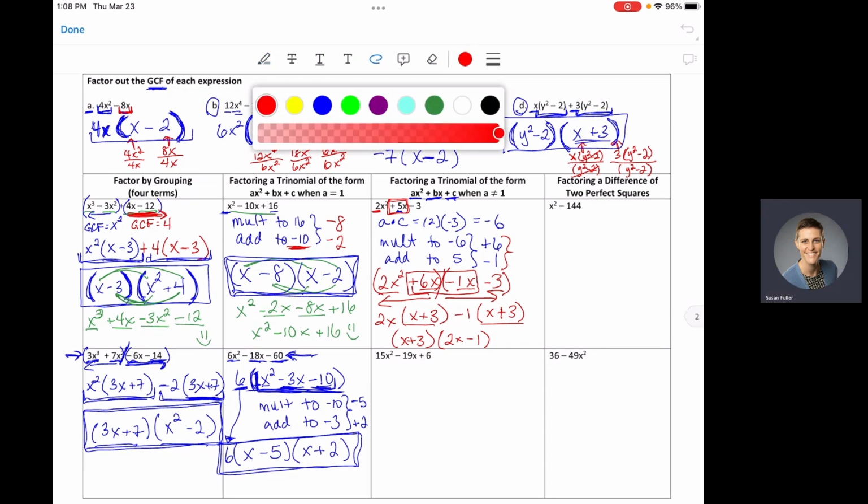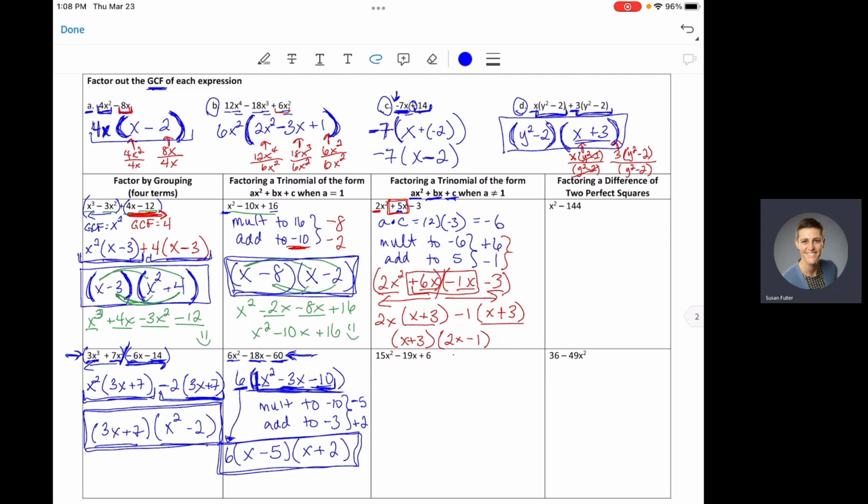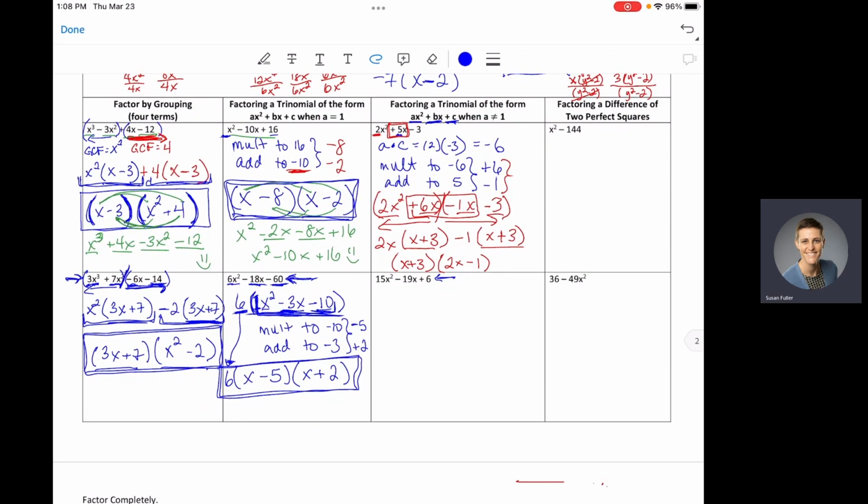So again, I want you to pause the video and work through this example. And then when you're ready, hit play. All right, let's work through this one together. You're going to look for a greatest common factor here. 15, 19, 6. Is there a number that comes out of everything? No, not this time. 19 is prime, which means nothing's going to divide that.